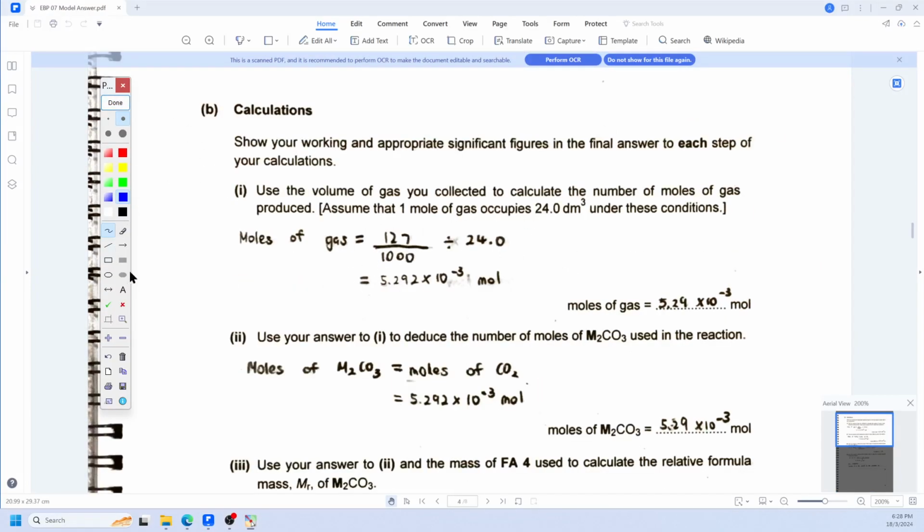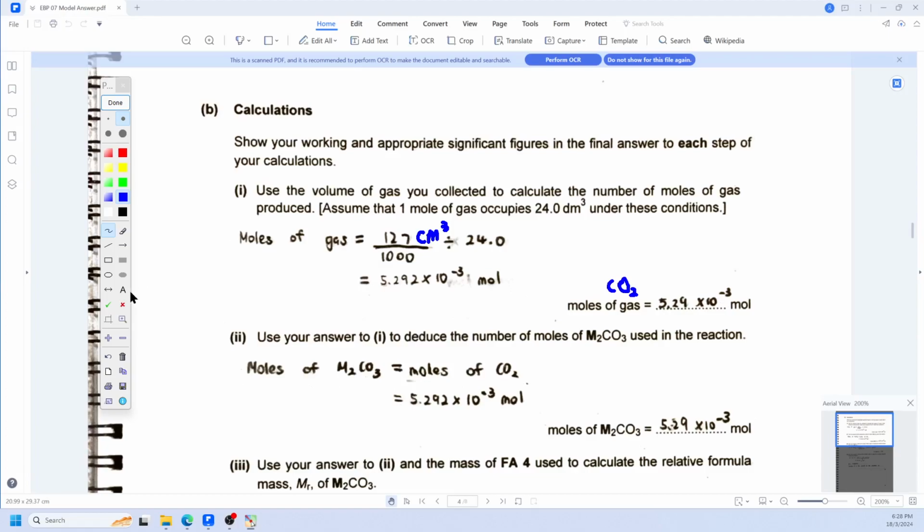Now, how does this formula work out? Please do take note that 127 is 127 centimeter cube. You divide by 1,000 because you want to change it to decimeter cube. 1 mole of gas occupies 24 decimeter cube. So 127 over 1,000, how many moles is it? So the moles of carbon dioxide gas will be 5.29 times 10 to the power of -3.